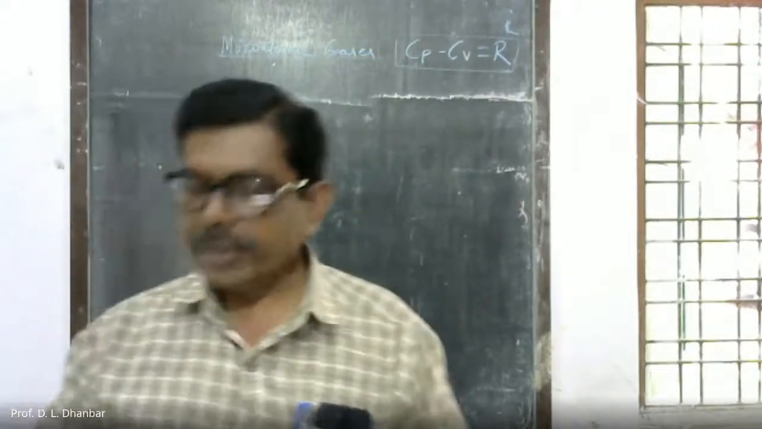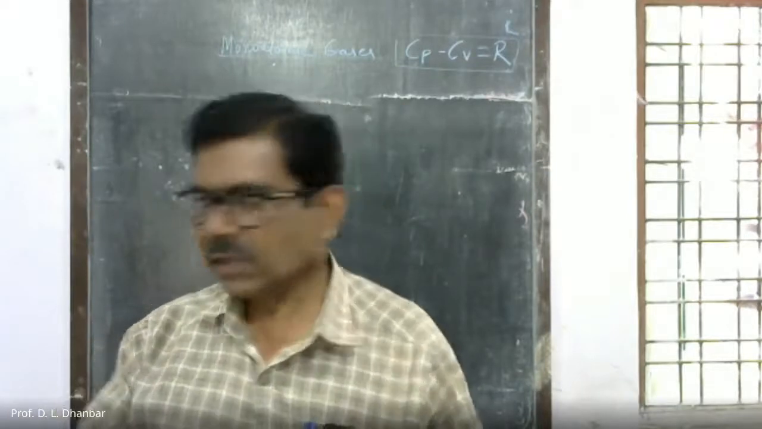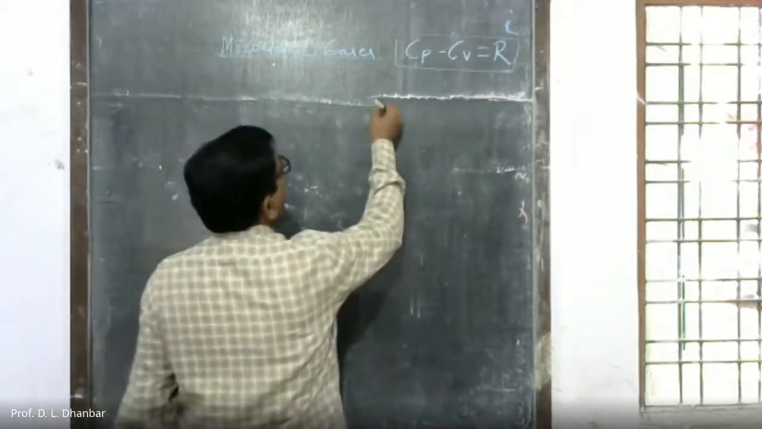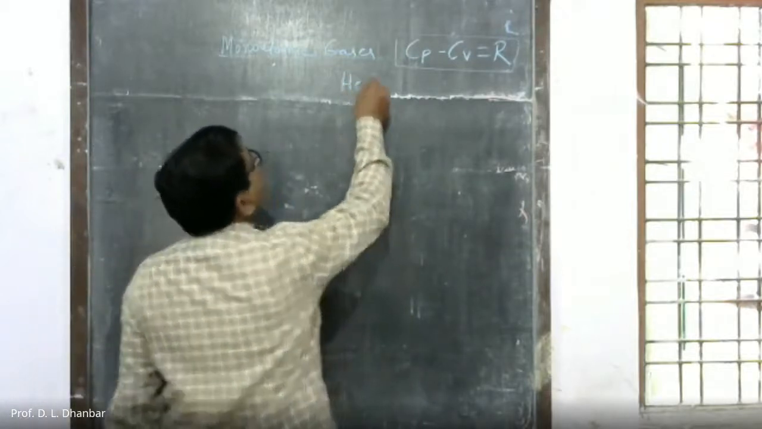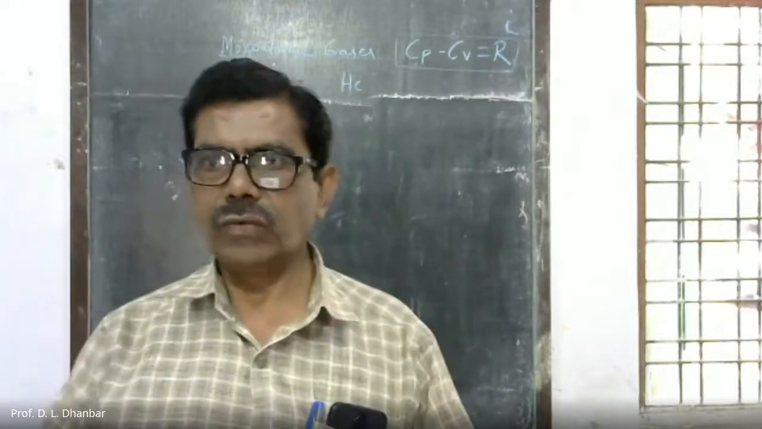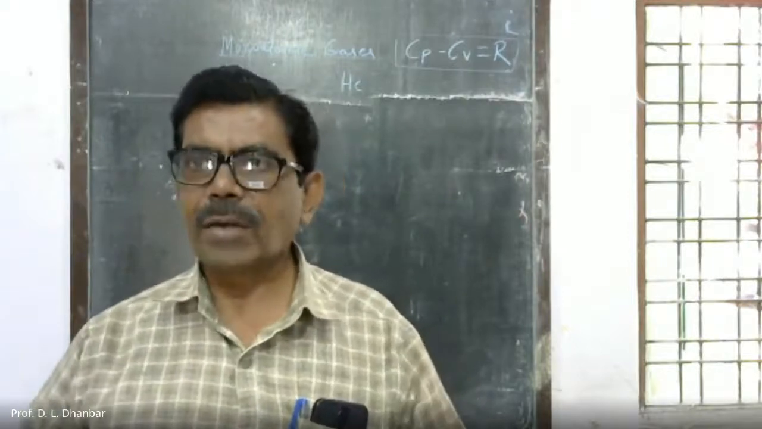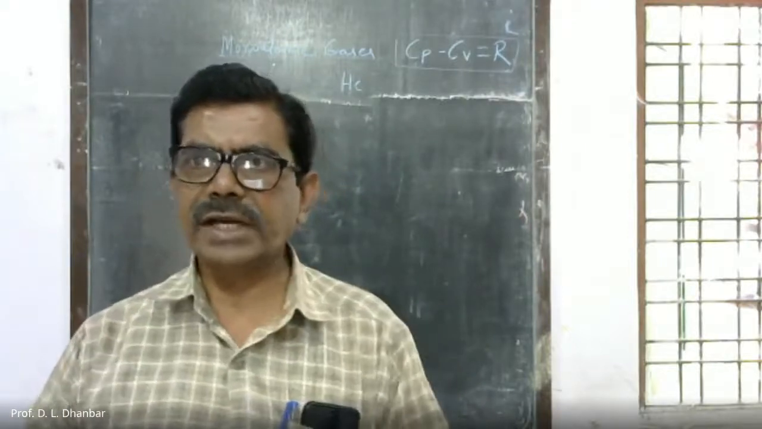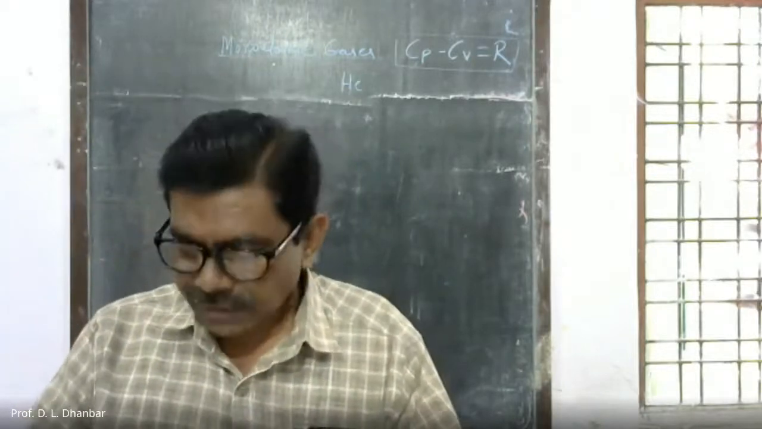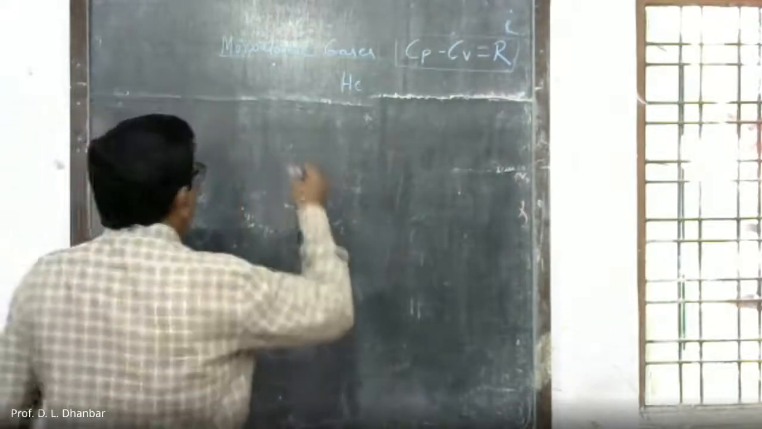So today we see the monoatomic gas. A monoatomic gas enclosed in a container has a single atom, for example helium. In helium there is only one atom, and that's why there are 3 degrees of freedom. And that we'll see.